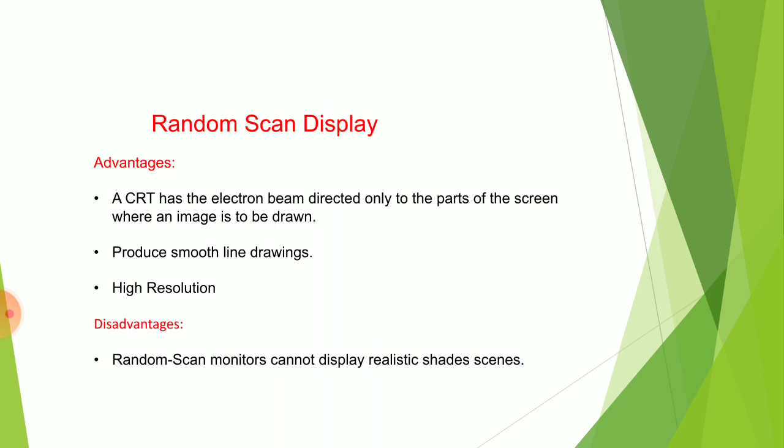Next, we see the advantages of random scan display. One advantage is that the electron beam is passed only to the parts of the screen where the picture is to be drawn. Another is that it produces smooth line drawings. It also has a high resolution. That is another advantage of random scan display. One disadvantage of random scan display is that it cannot display the realistic shades of scenes.